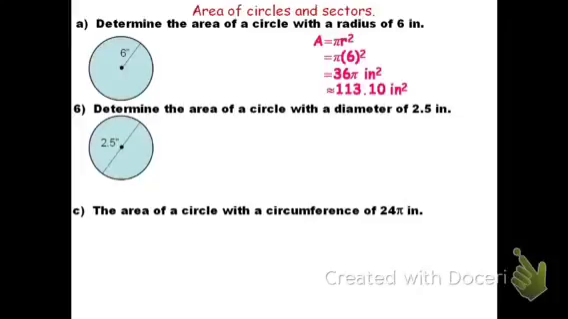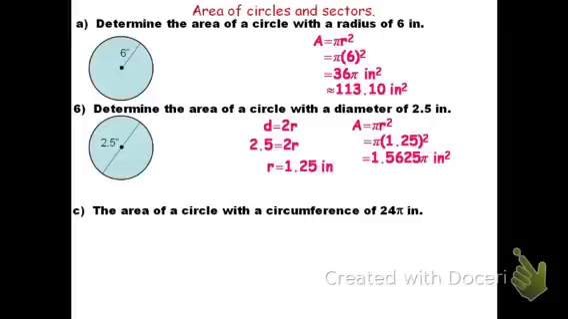Think back to how we're going to do this. I know the diameter is twice the radius. So if the diameter is 2.5, and I cut that in half, that'll give me my radius. My radius is 1.25, or 1 1/4 inches. I can now substitute into the area formula pi r squared. 1.25 squared is exactly 1.5625, so that would be my exact answer. It's 1.5625 pi inches squared.